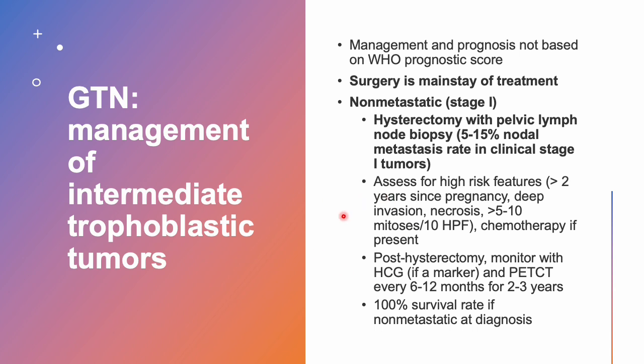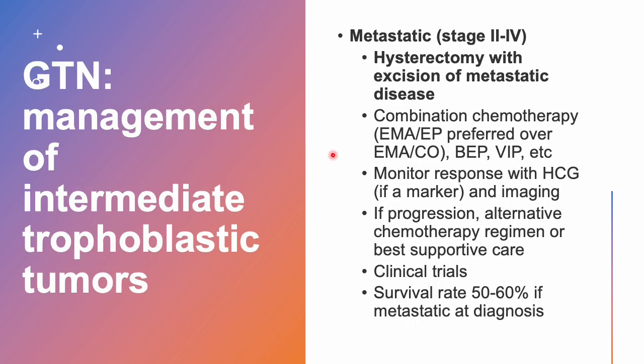Always assess for risk factors, and then you're going to monitor with HCGs if this was a marker, with PET scans every 6 to 12 months. If it's non-metastatic, there's an excellent rate of survival. In metastatic disease, you're still going to move forward with a hysterectomy because they're less chemosensitive, with excision of metastatic disease, so almost like a debulking. And then you'll consider chemotherapy for these patients using HCG as a marker if it was a marker. We won't go into the nitty-gritty details of this, but I can point you in the right direction if you need more information.